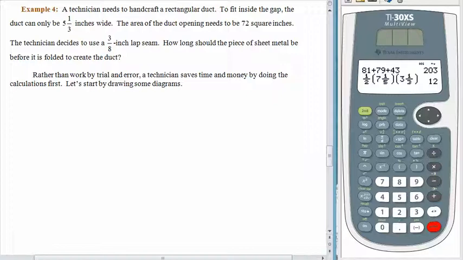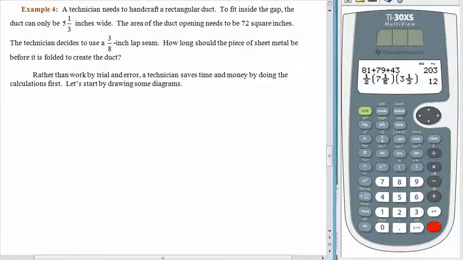You could just try this a bunch of times, but that takes a lot of time and it costs money because you have to cut all this metal and then it's not the right size. Then we have to go get some more. Lots of trips to Home Depot happen in here. It's a whole lot better to draw some pictures and do some calculations. Saves us time, saves us money. All right, so let's get started.